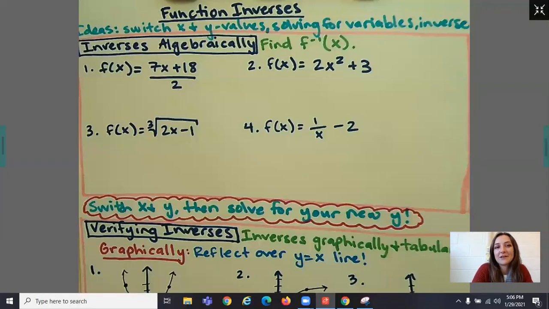Hello everyone. In this video we're going to be working with function inverses, and the big ideas are switching the x and y values, solving for variables, and obviously inverse. So the inverse is exactly what I just said. You're going to be switching the x and the y values.